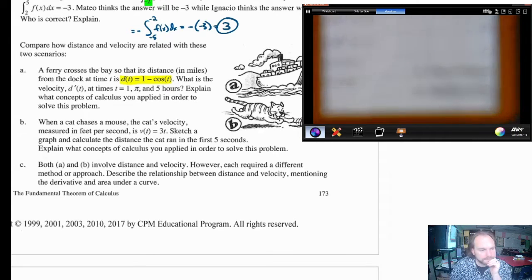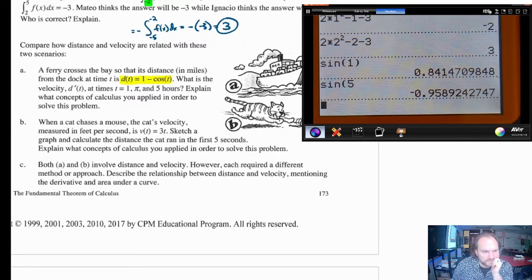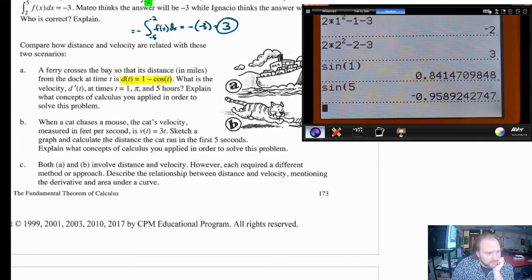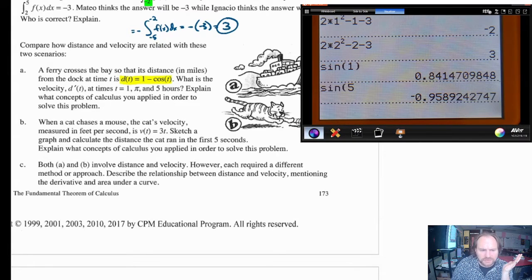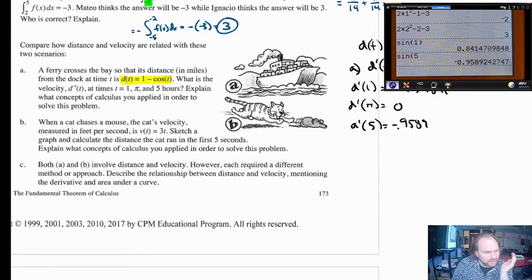Autofocus. Got it. There you are. So that's where those decimals are coming from. That's the first problem. As far as which concepts of calculus we used, all we did was take the derivative to find the velocity. That's it.